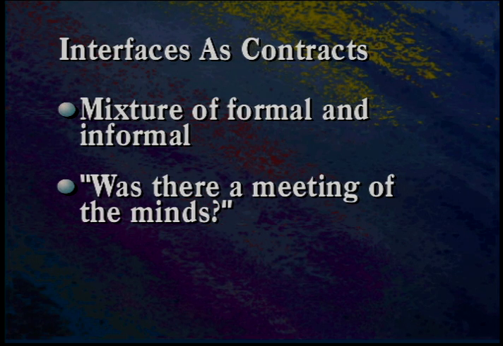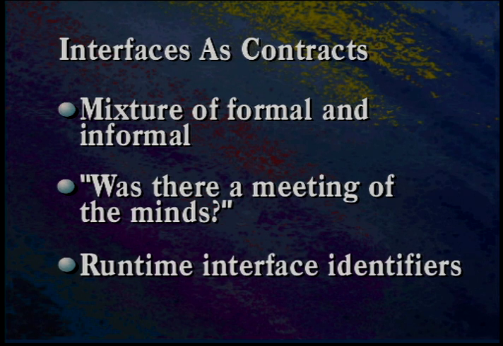Part of what we require in order to do this is the notion of a runtime interface identifier that can be used in this formal negotiation process. These identifiers must be unique. In addition, since we allow for anyone to define a new interface, we need a way to assign these identifiers without going through a central authority. We use the DCE Universally Unique ID scheme for this.